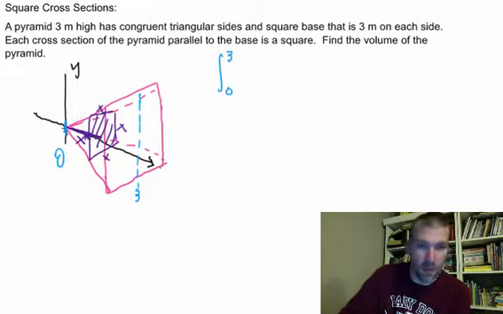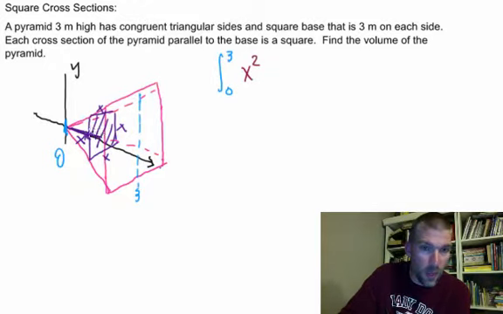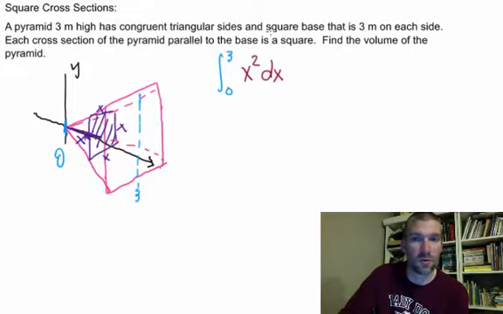And we know that we've got all these different little squares in here that we're trying to find the area of. Well, how do you find the area of a square? You do a side times a side, or x squared. And then we also need to multiply by the width of each square, so that would be dx. And how do I know that each one of these is x units in length? Because I know that I've got congruent triangular sides and a square base that's 3 meters on each side. So if my base comes down here to 3, this is 3, this is 3, this is 3. So everything is all in relation for this particular setup.